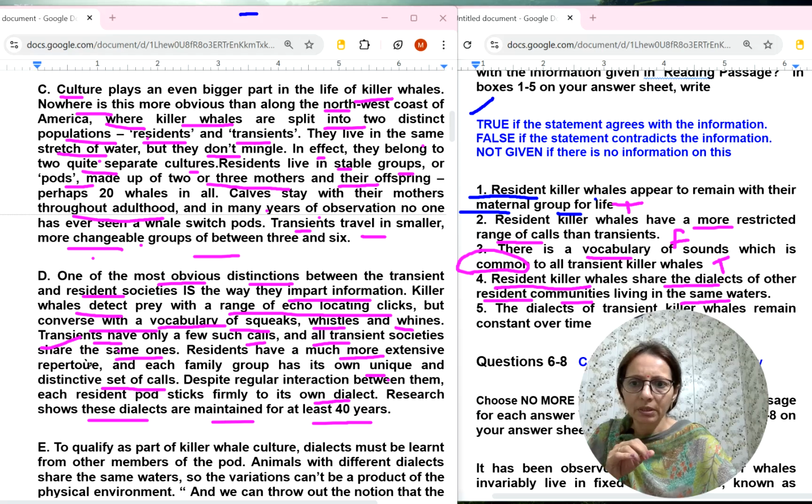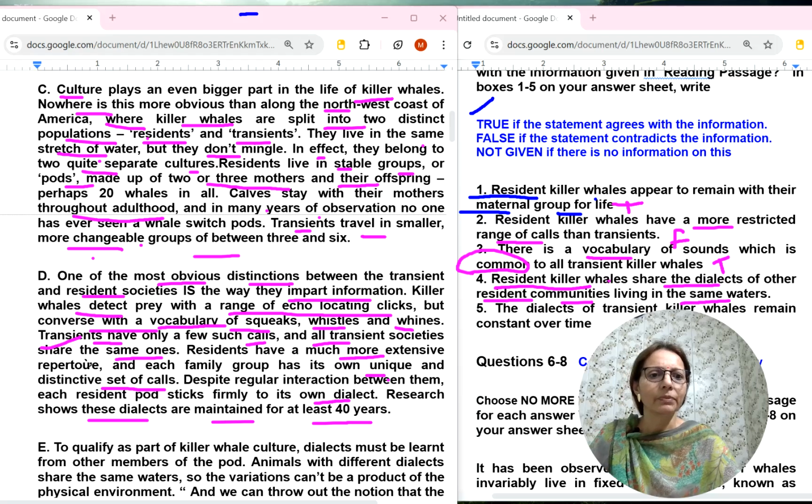So let's read it from transient. Transients have only a few such calls. Residents have a much more extensive repertoire. Despite regular interaction between them, each resident pod sticks firmly to its own dialect. So yes, it is false, because here they have given that despite regular interaction between them, each resident pod sticks firmly to its own dialect. But the statement says the opposite, that resident killer whales share the dialects of other resident communities living in the same water. So this is false.